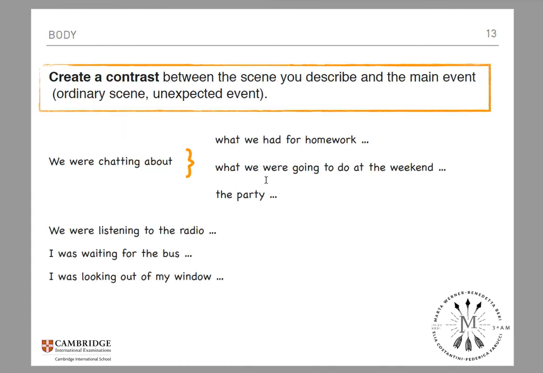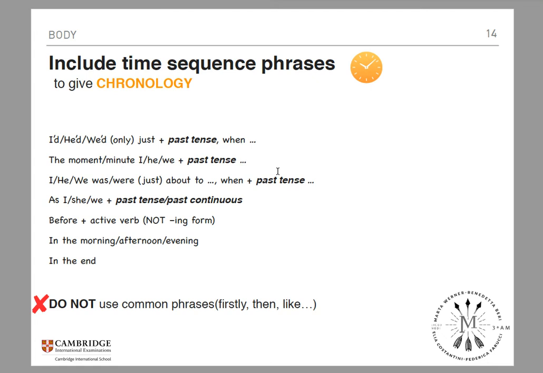Create a contrast between the scene you describe and the main event, that ordinary scene leading up to the unexpected event. And again, that's your rising action. That's part of that narrative structure. Include time sequence phrases giving it chronology, which is chronological order. These are things such as using past tense versions of a word, before plus an action verb, not an ing form. Because if it's ing, I am walking, that's present tense, not past tense. Again, do not use common phrases like firstly, then, and like, because it doesn't necessarily tell the time, okay?